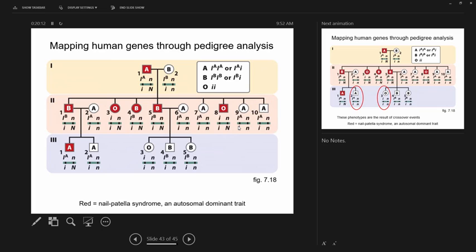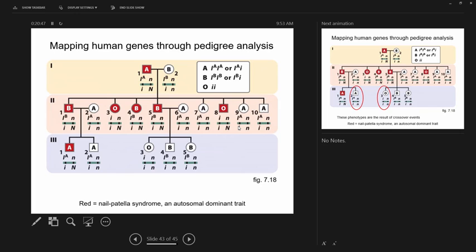So what we've got here is, the filled in circles and squares are individuals who have an autosomal dominant trait for what's called Nail-Patella syndrome, where they have either missing or severely reduced fingernails and kneecaps. So there must be something about making fingernails and kneecaps that's the same, so this gene goes there.